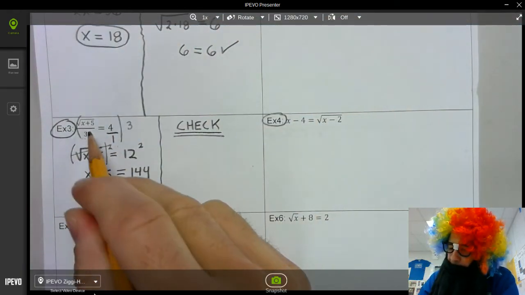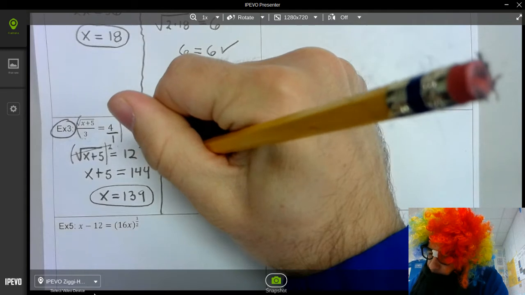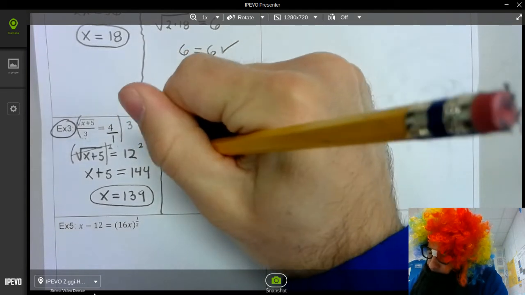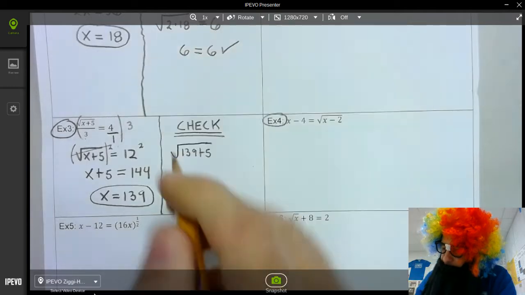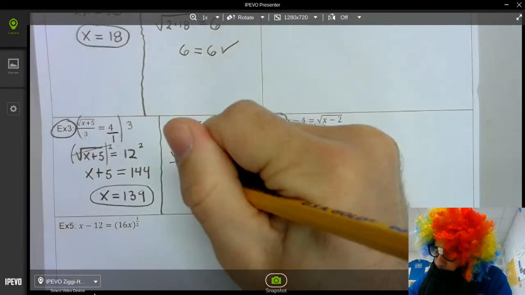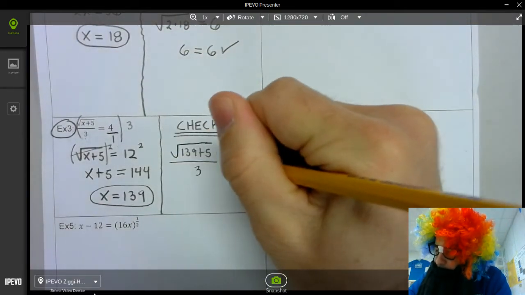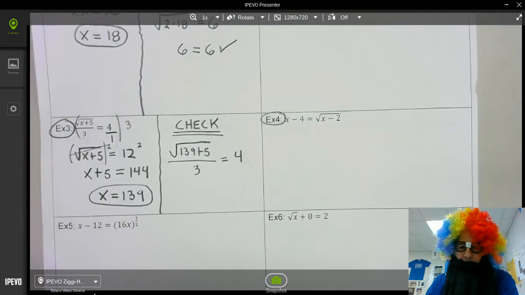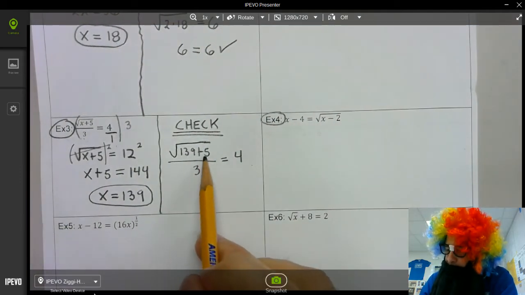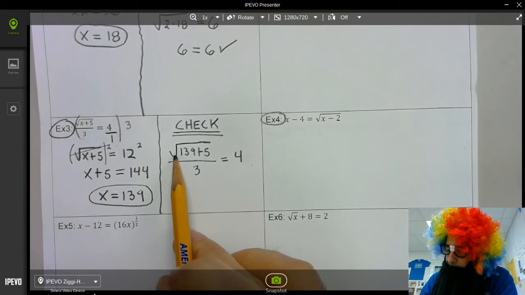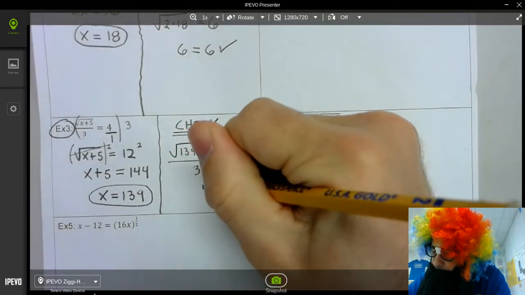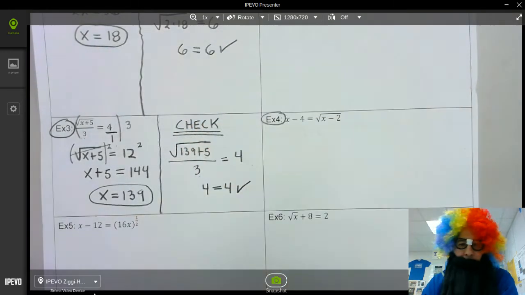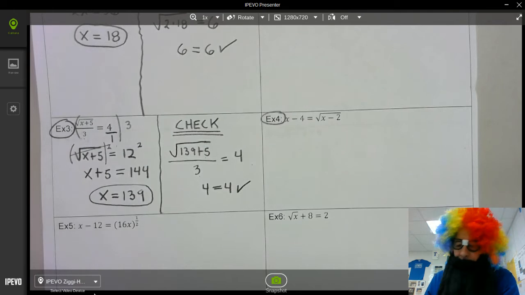We substitute 139 into the equation, so you get the square root of 139 plus 5, divided by 3, equals 4. Well, 139 plus 5 is 144, the square root of 144 is 12, and 12 divided by 3 is 4. So 4 equals 4. There are no extraneous solutions in example 3, and 139 is a valid solution.